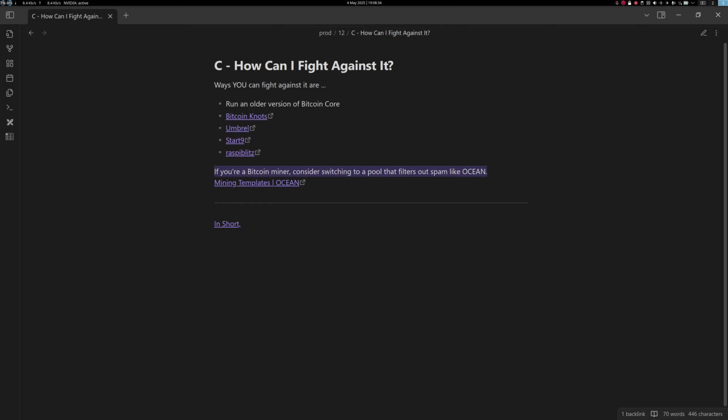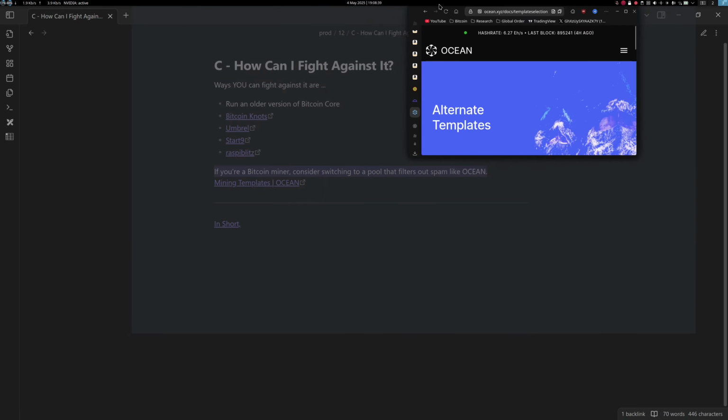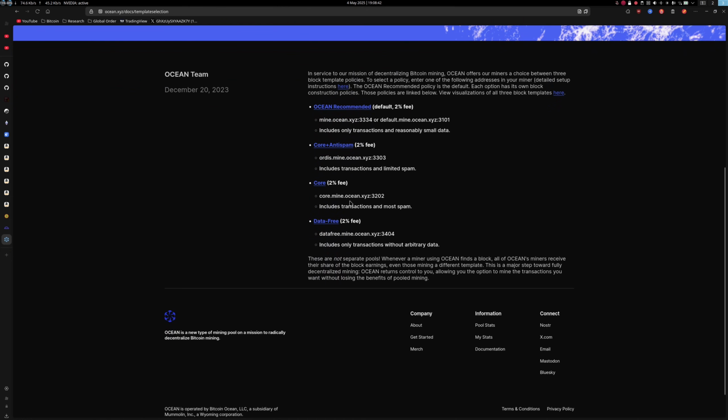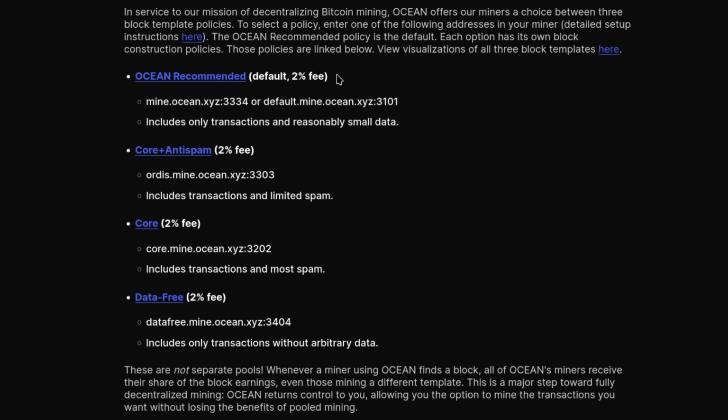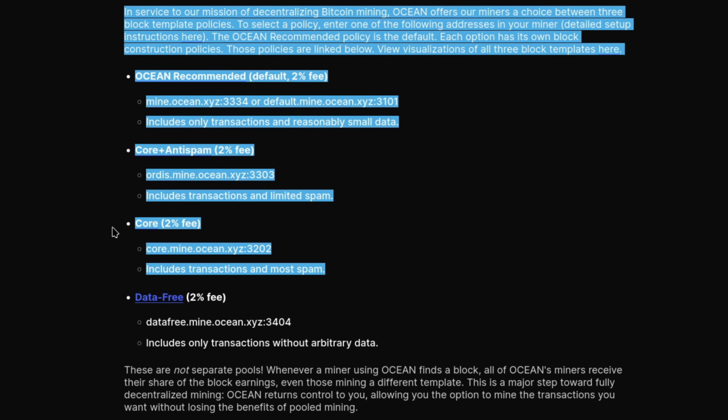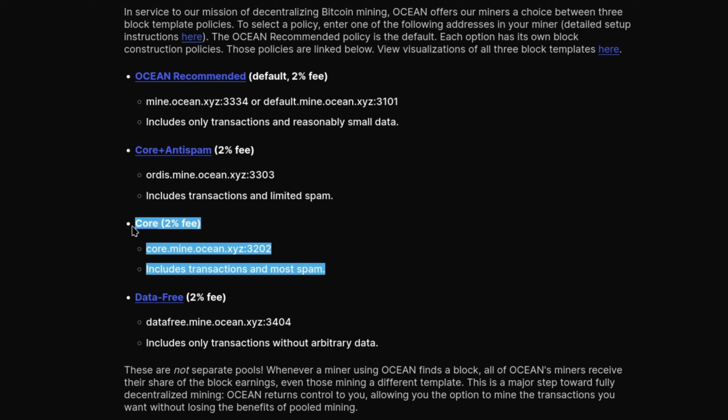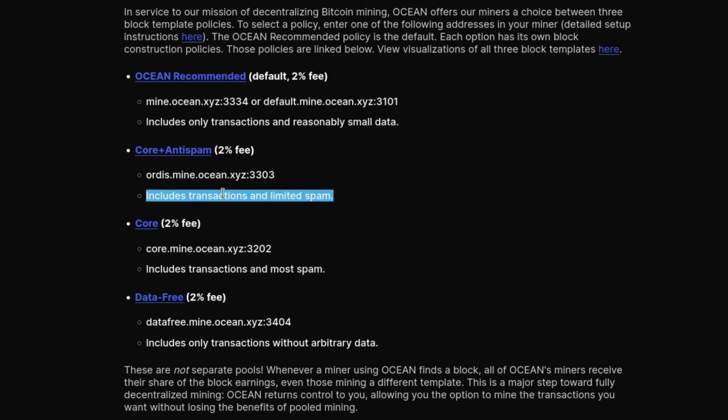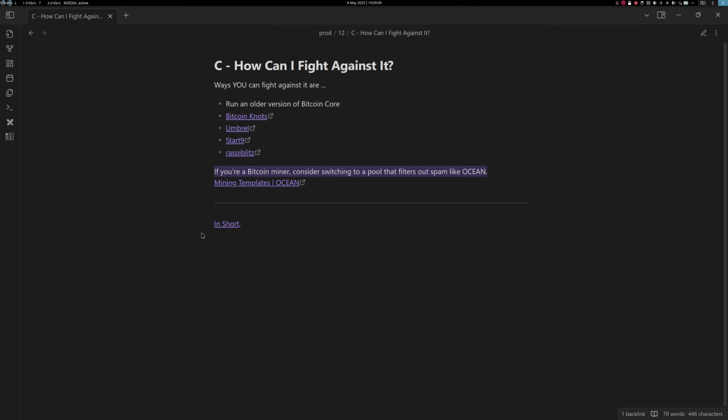If you're a Bitcoin miner, you should consider pointing your hash rate to a pool like Ocean that respects the Bitcoin blockchain and doesn't allow spam. The pool that Ocean recommends only includes monetary transactions and small amounts of data, as we can see here. Or if you just want to use a good mining pool that doesn't filter out any spam, you can even choose Core, which they have here. So they have 4 templates. You can read what they block here. It's a pretty good mining pool. You should check it out.